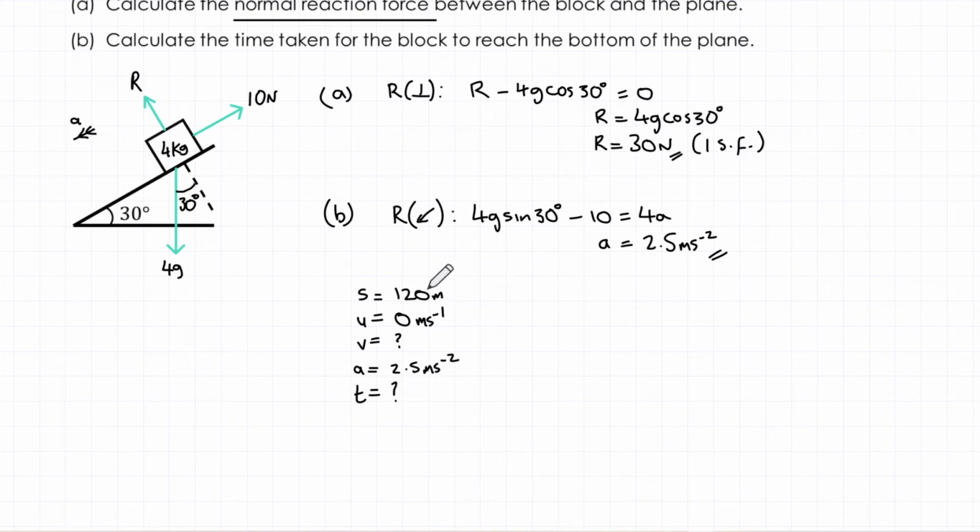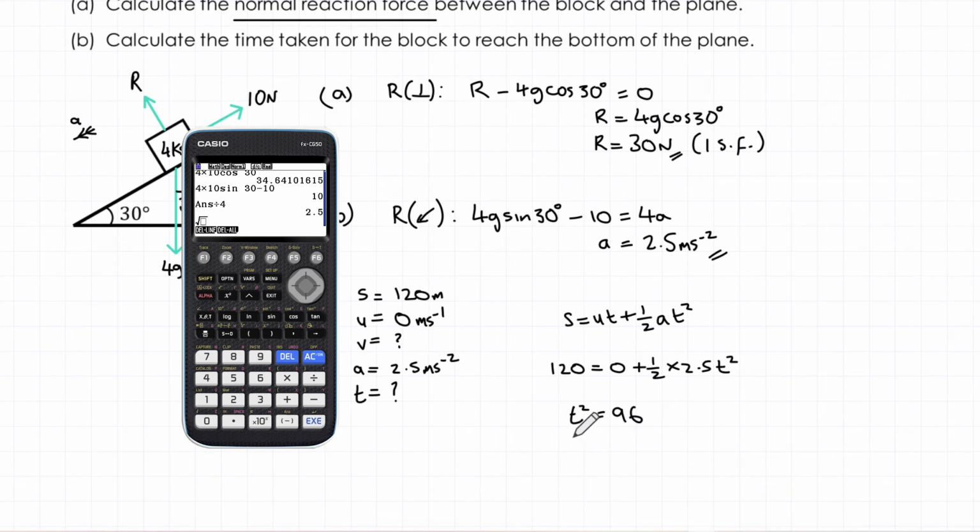So we need an equation that links s, u, a and t. The equation that we want is s equals ut plus half at squared. Substituting in gives us 120 equals 0 plus 1/2 times 2.5 t squared. Half of 2.5 is 1.25. We'll divide through. That gives us t squared equals 96. Square rooting both sides gives us t equals 9.79, but since we need to round to one significant figure, we get 10 seconds.